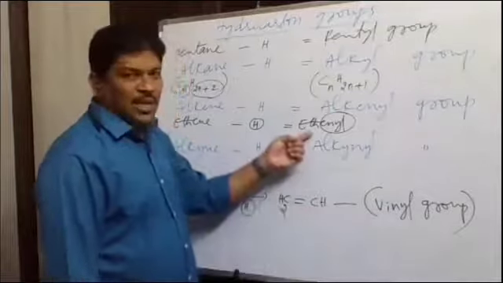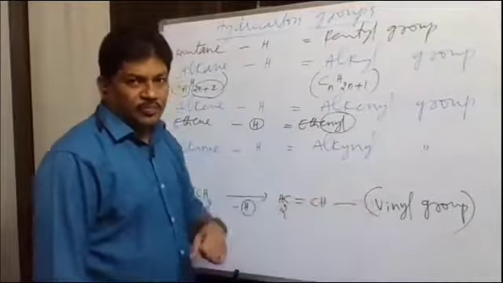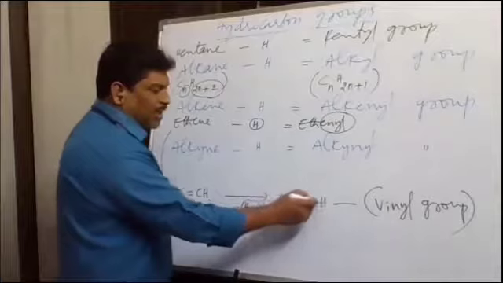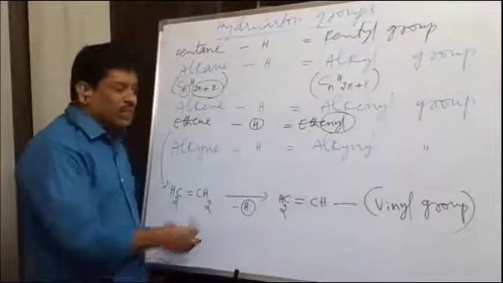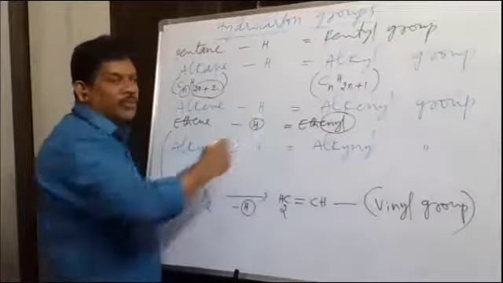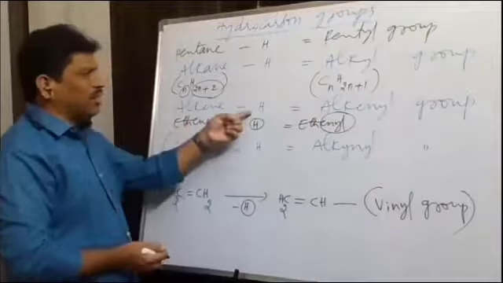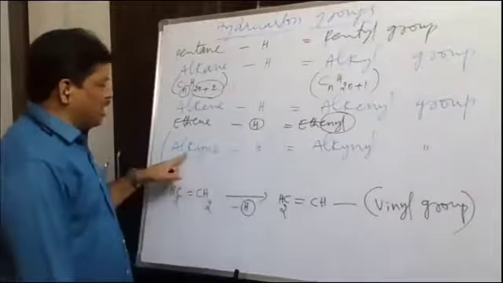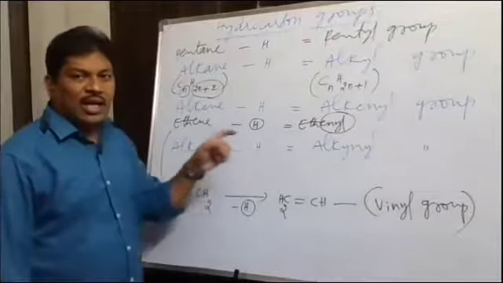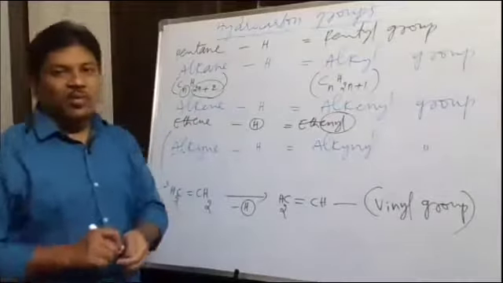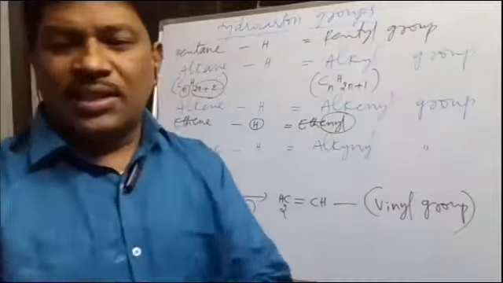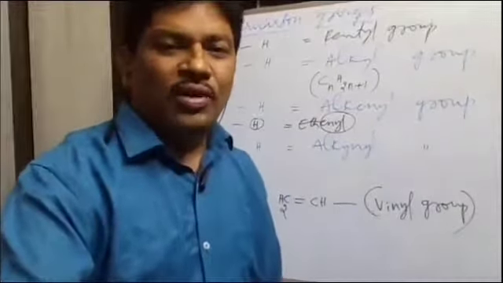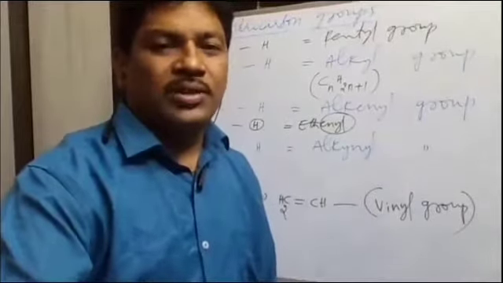Ethenyl is the IUPAC name, and vinyl is the common name. Generally vinyl is used in organic chemistry. So the CH2=CH group is called the vinyl group. Remember, this vinyl group is an example of an alkenyl group, because alkene minus one hydrogen gives alkenyl, and alkyne minus one hydrogen gives alkynyl. So this type of hydrocarbon group is what we are going to discuss today. Hydrocarbon groups are the groups obtained by the removal of a hydrogen atom from hydrocarbons.